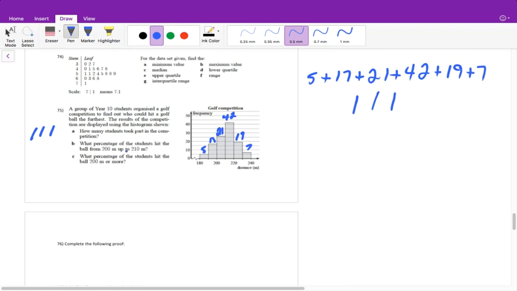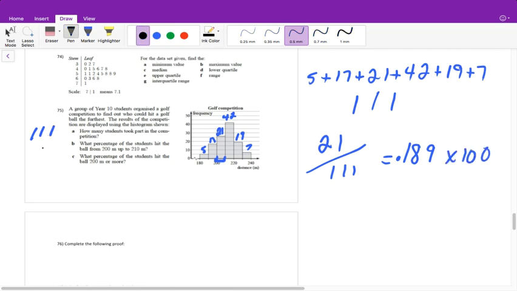What percentage of students hit the ball from 200 to 210? Well, here's 200 to 210. So 21 students hit the ball, and there's 111 total. If we want to find a percentage, we divide 21 by 111, and that'll be equal to 0.189, and then we times it by 100, so for B, it will be 18.9%. If you rounded it to 19%, that'd be fine because it doesn't really tell you how to round it.